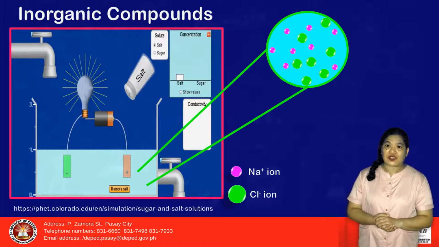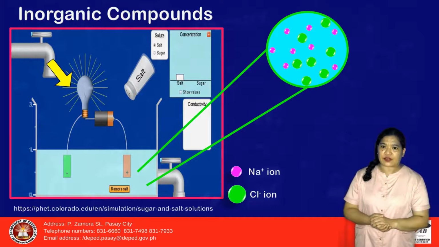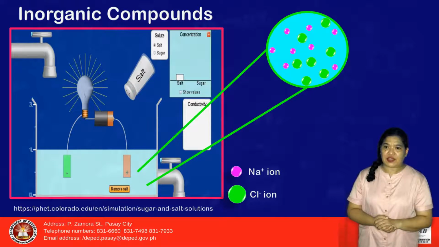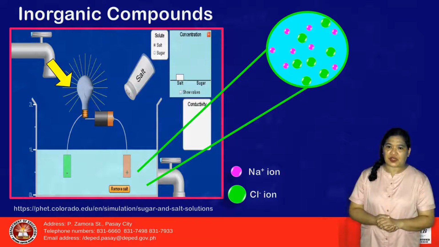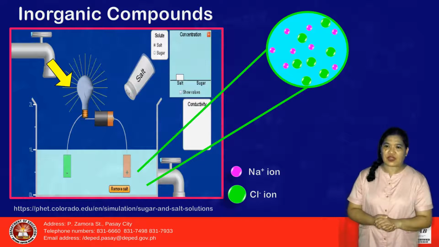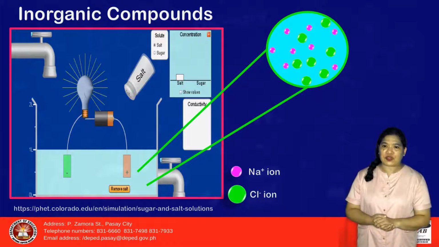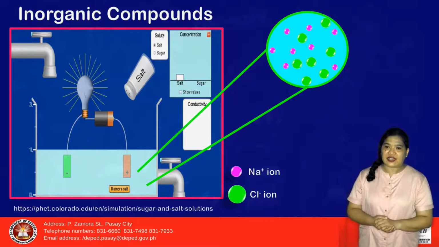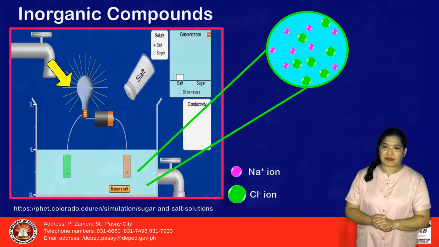However, in this example, a salt solution such as sodium chloride conducts an electric current because it has ions in it that have the freedom to move about in the solution. These ions are produced when sodium chloride dissolves in water to produce positive sodium ions and negative chloride ions. When you insert the electrodes of a conductivity tester in the salt solution, the positive sodium ions usually move to the negative electrode, while the negative chloride ions move to the positive electrode. This movement of the ions to the opposite electrodes allows electric current to flow through the solution. So, inorganic compounds are generally electrolytes. They are capable of conducting an electrical current in the solution because they have ions in them.